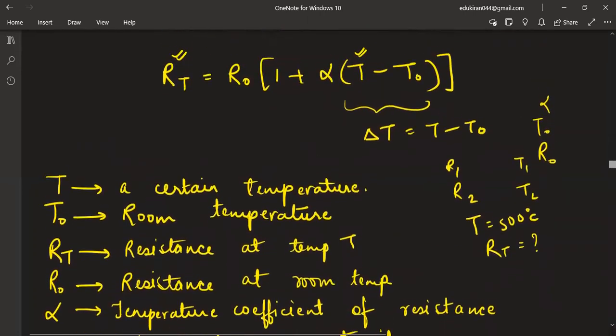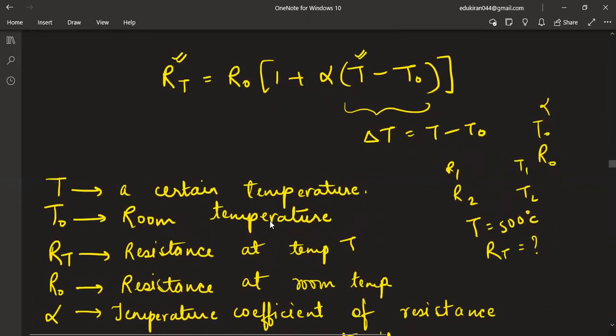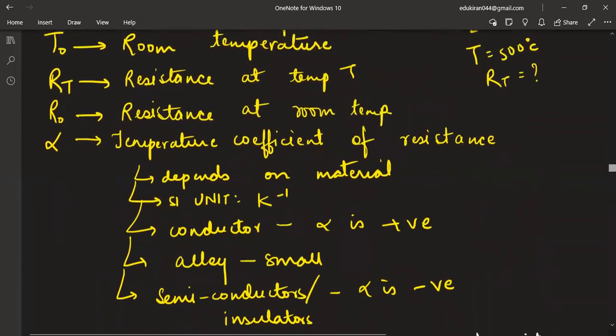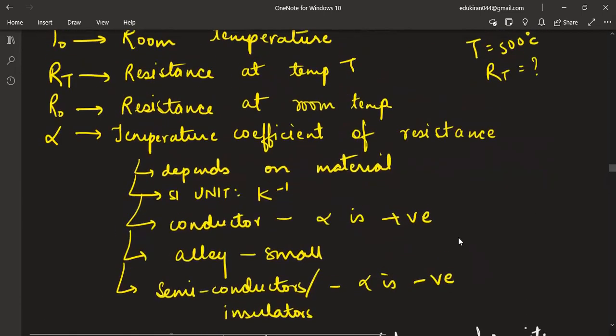So same thing: R_T at a certain temperature, R naught the resistance at room temperature, alpha the temperature coefficient of resistance. All this you should know. And yes, for conductors, the value of alpha will come positive. For alloys also alpha will come positive, but the magnitude will be small.